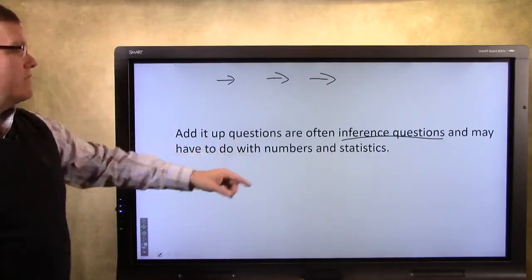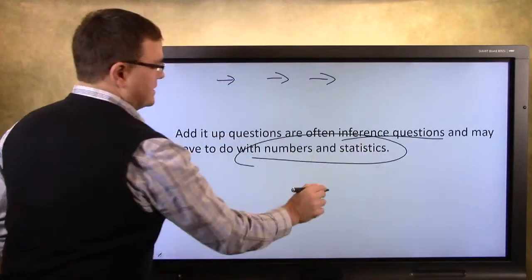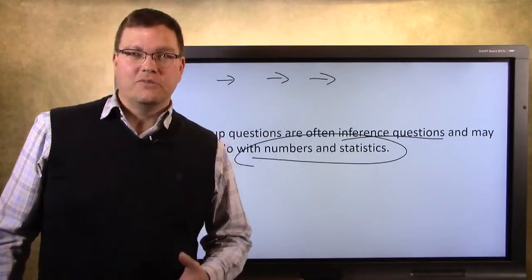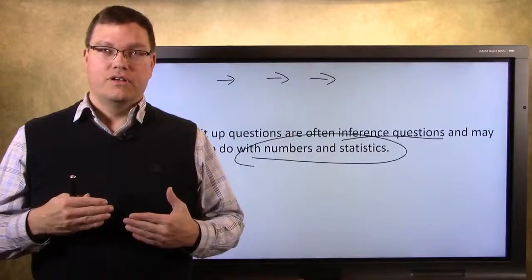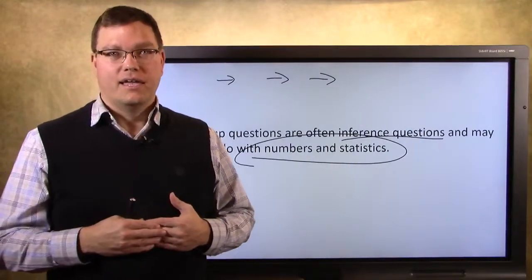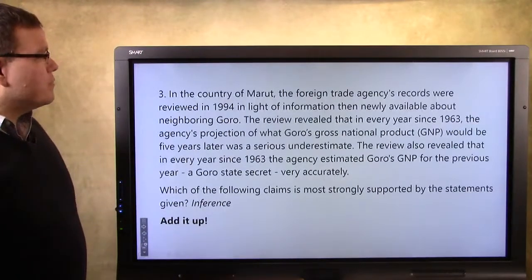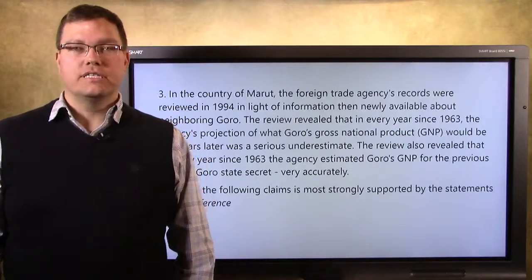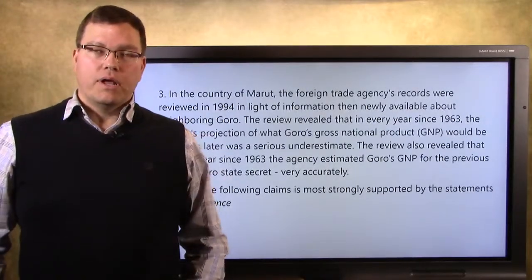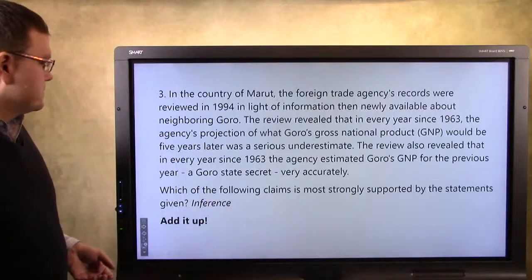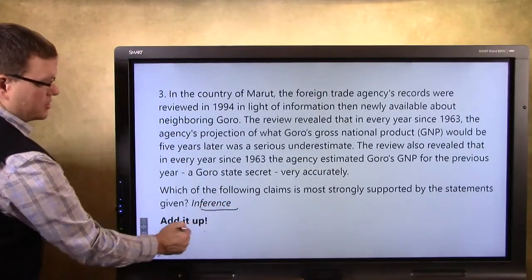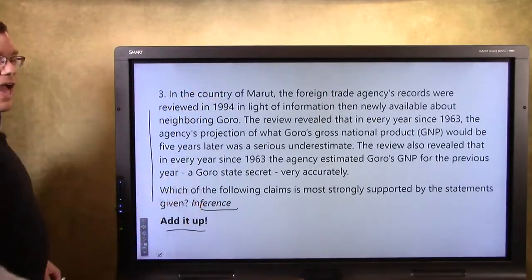So you're adding up the premises with an inference. And many have to do with numbers and statistics. And this is where people get into a little bit of trouble when numbers and statistics and things like that come together with critical reasoning. Okay? So let's look at an added up question. This is an official guide question. Some of you may have seen this stimulus, but I really wanted to look at one of the official ones so you could see a little bit about what's going on here. So this is an inference question. Go ahead and read this, and we're going to add it up together.